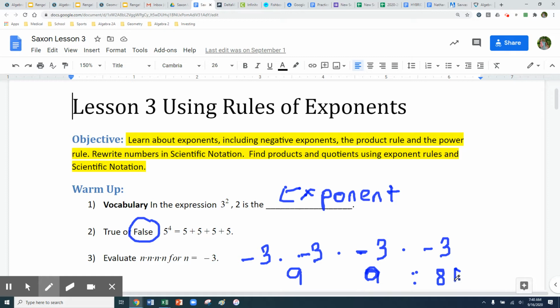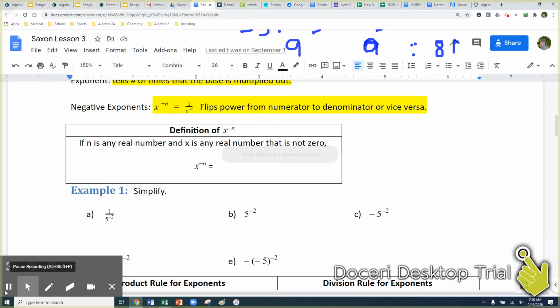All right, let's head down and take a look at the notes. Did I put definitions on those notes? All right, so you already got that. So first, exponent. An exponent tells the number of times that a base is going to be multiplied out. That's something you've been introduced to, just a review. In that second warm-up, 5 to the 4th power doesn't mean you add 5 4 times. We're going to multiply that base 4 times.